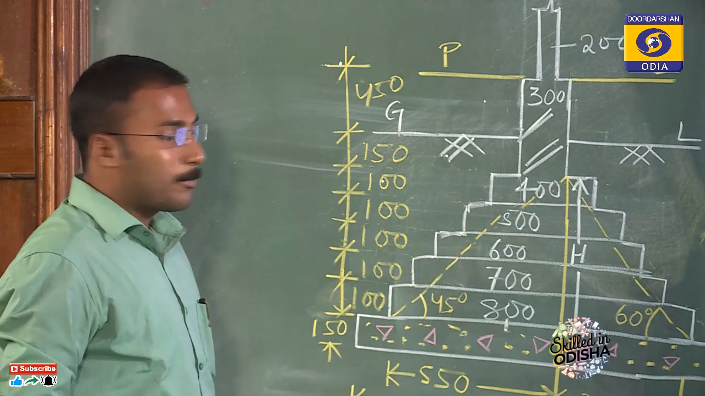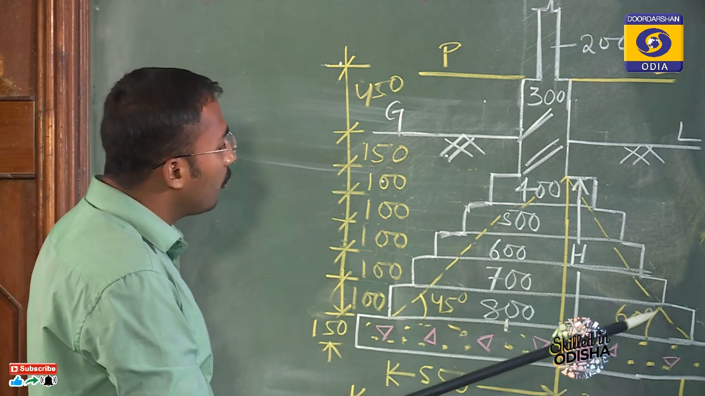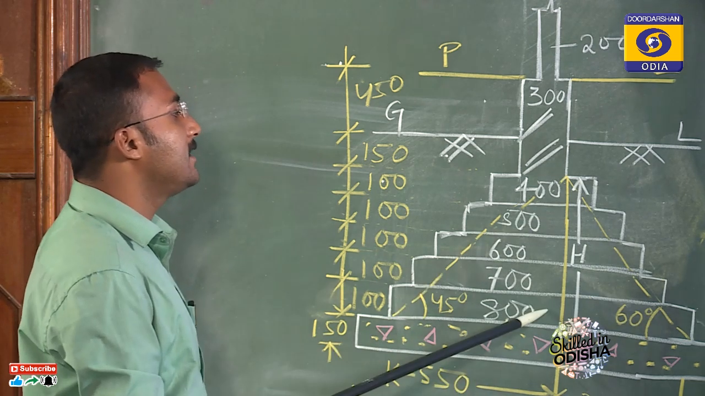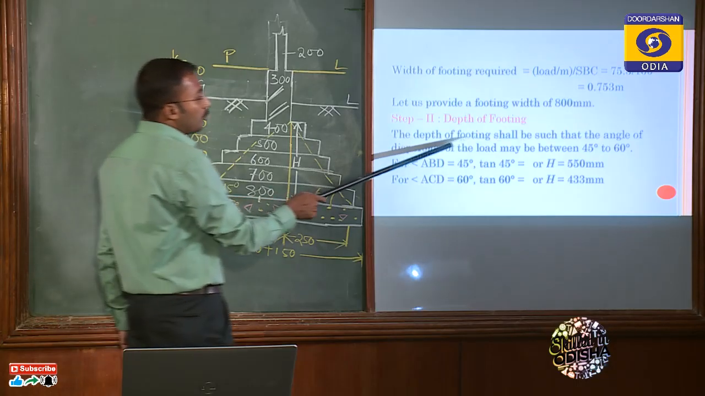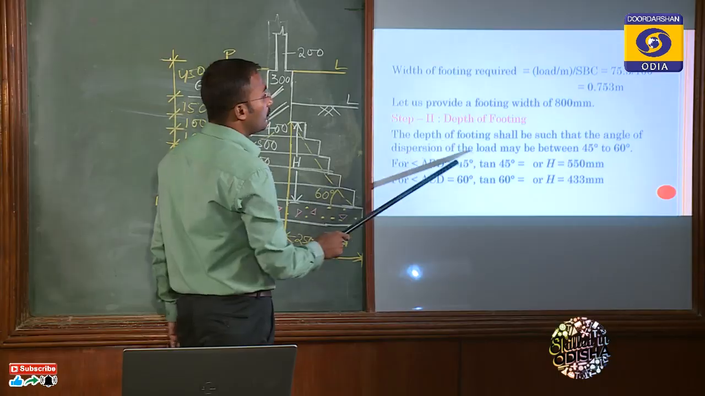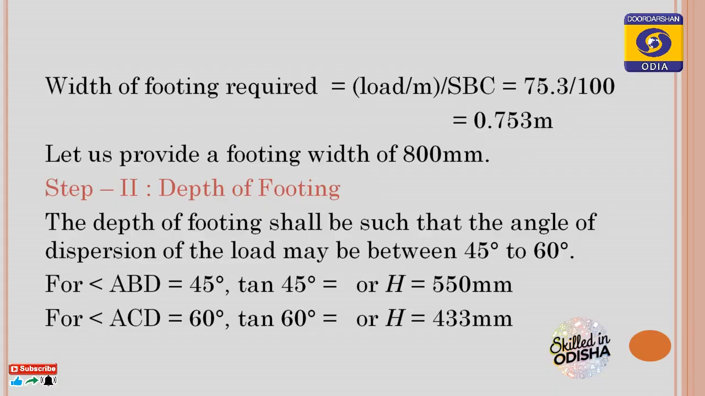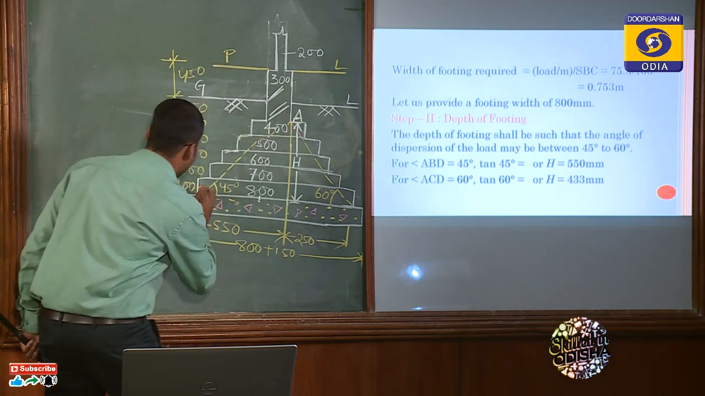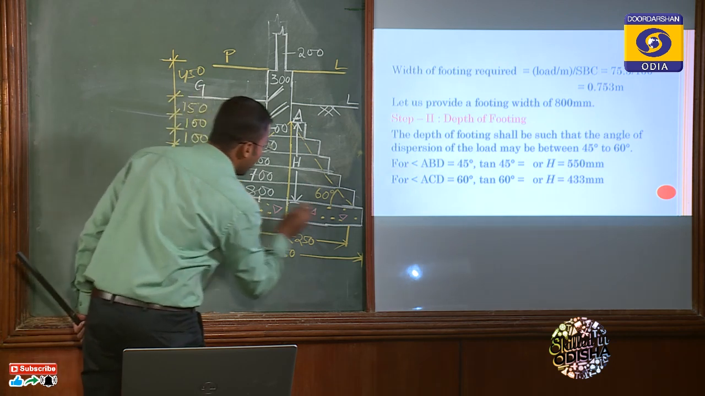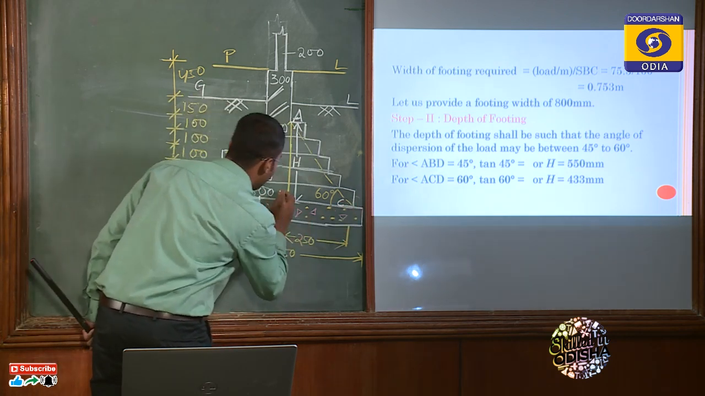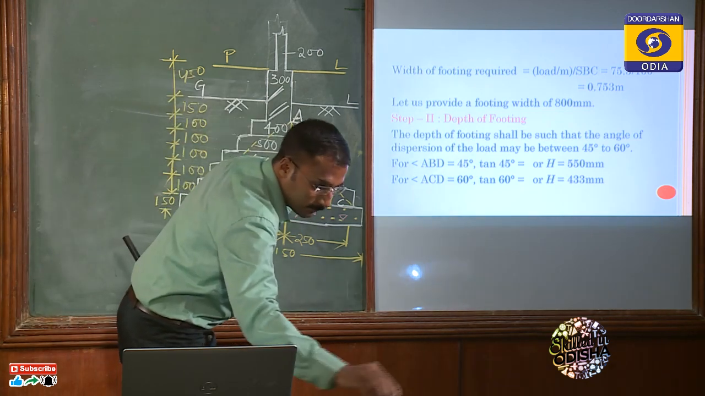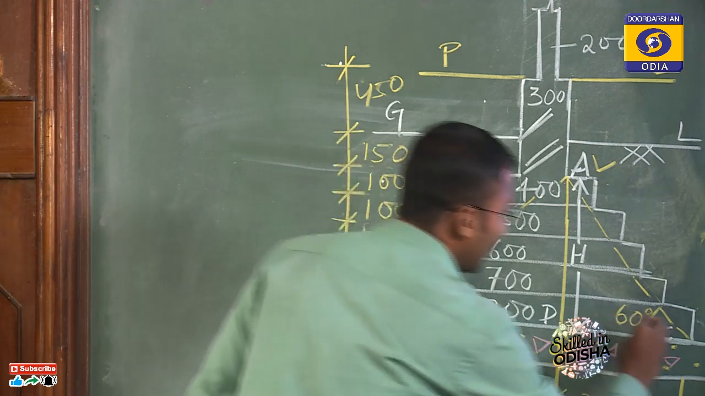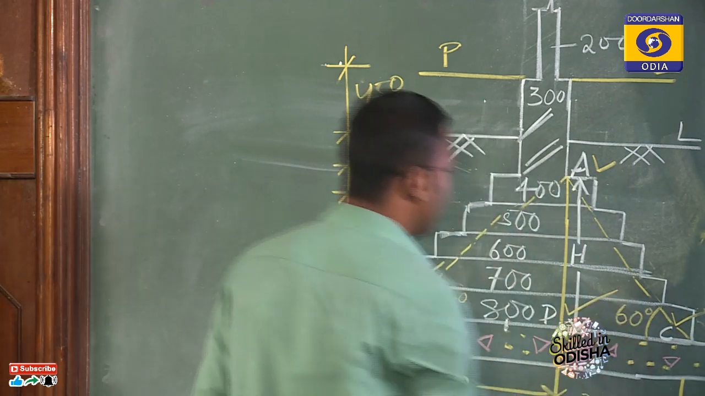And as per the codal provision, this angle of dispersion we have to keep between 45 degree to 60 degree. So how to calculate this depth of footing? The depth of footing shall be such that the angle of dispersion of the load may be between 45 degree to 60 degree. So look at this figure. This point is A, this point is B, this point is C, and this point is D.